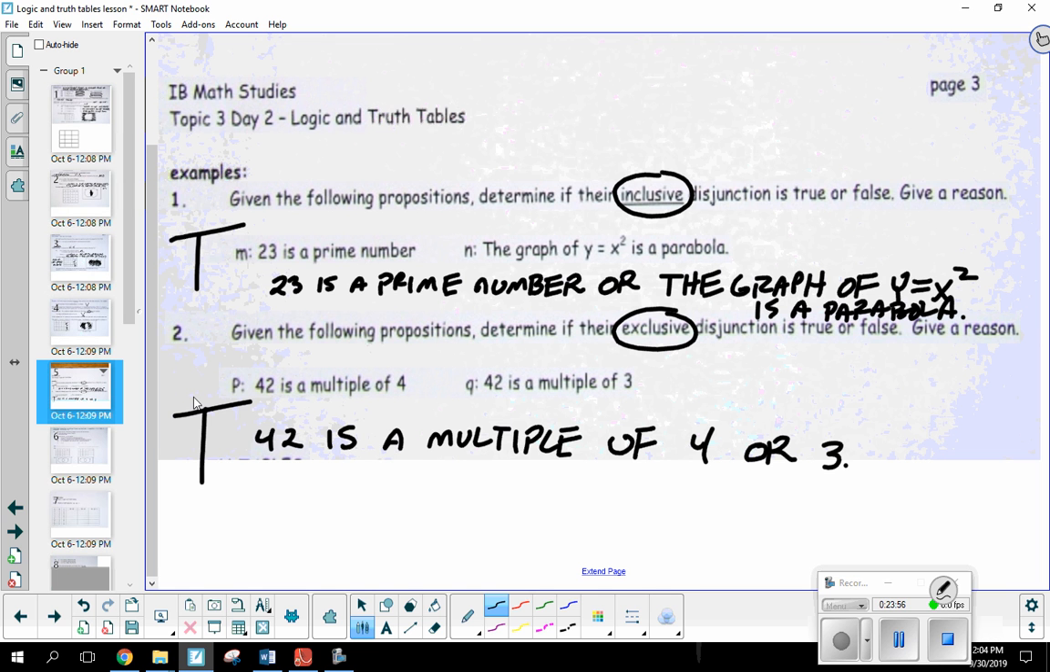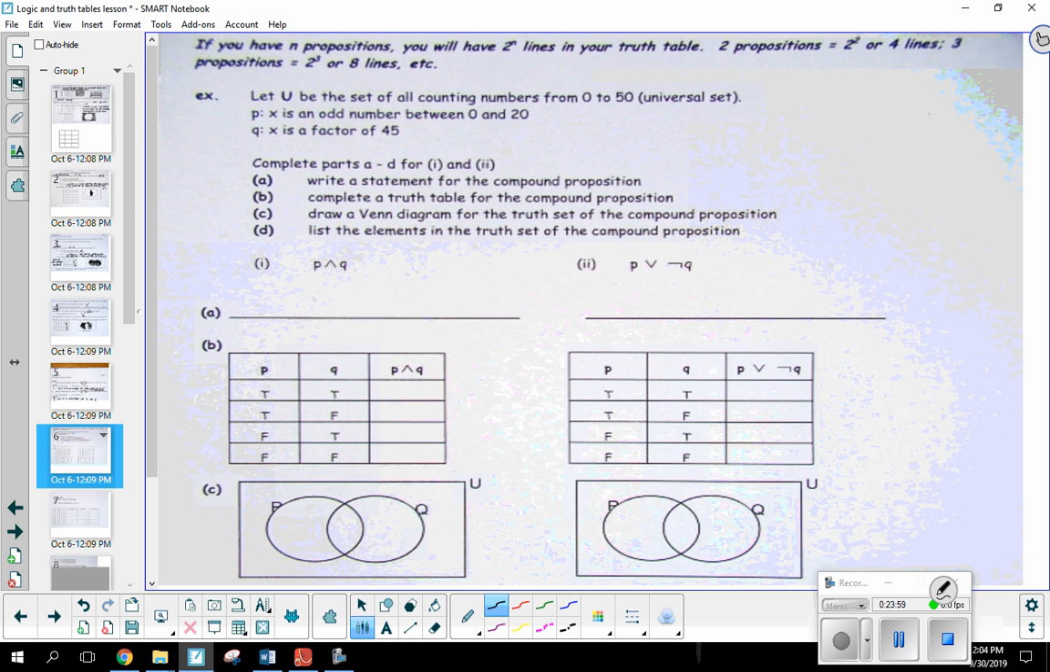All right. Well, I'll tell you what, since I've got 204, this will be the last thing we go ahead and talk about, and then we'll just pick up here tomorrow. I already mentioned this. If you have n propositions, you'll have 2 to the n lines in your truth table. So 2 propositions will give you 4, 3 propositions, 2 cubed will give you 8, just like I mentioned at the beginning when I first started bringing up truth tables. But this next example, let's at least go ahead and get all my sets created, and then we'll have that ready for tomorrow. It says, let U be the set of all counting numbers from 0 to 50.